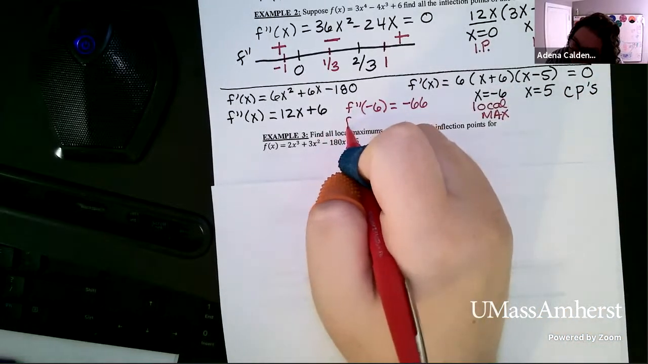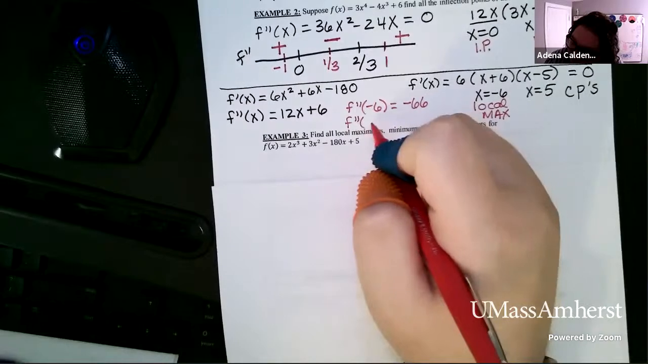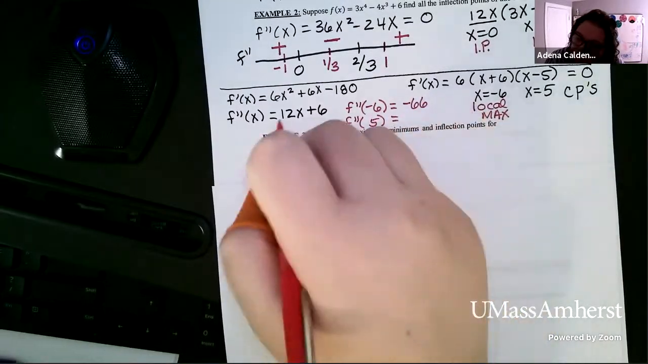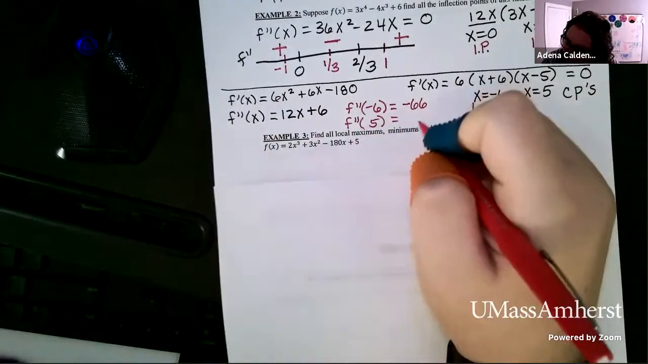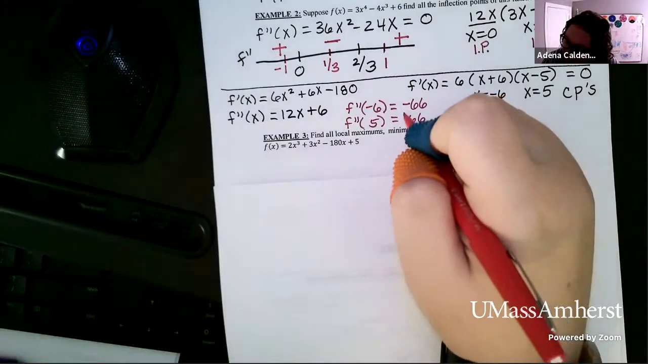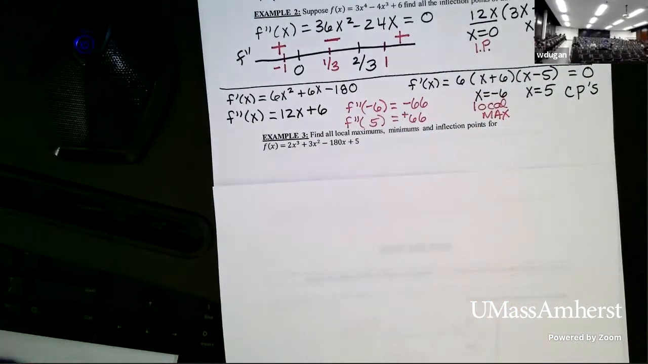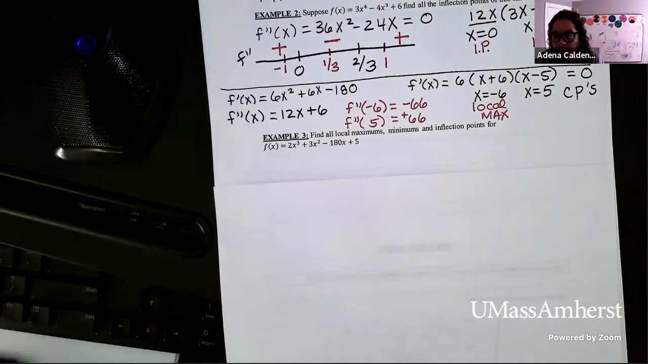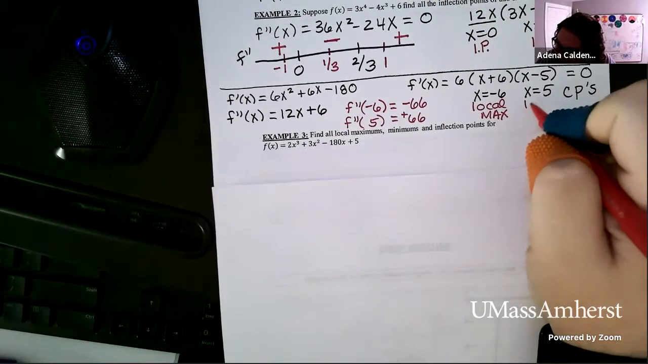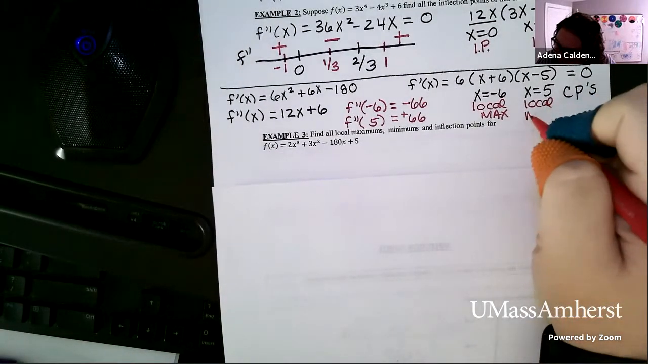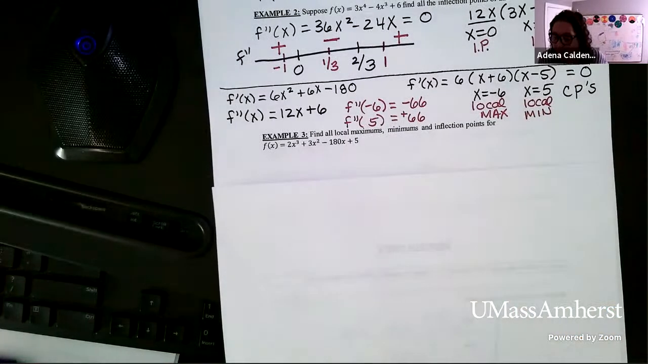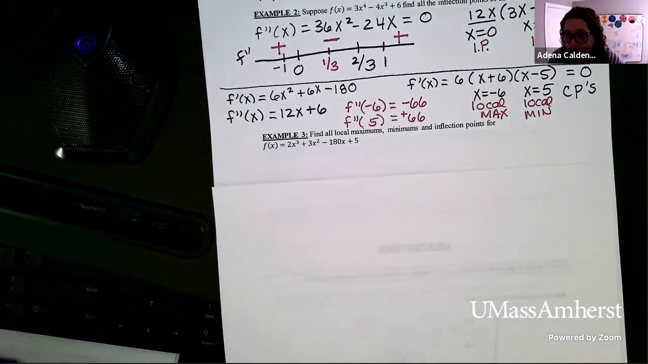I also want to test my other critical point of 5. 5 times 12 is 60, plus 6 is positive 66. If your second derivative is positive, the original function is concave up, and you get a local minimum. Now I've used the second derivative to classify my critical points, but I'm also going to use it to look for inflection points.